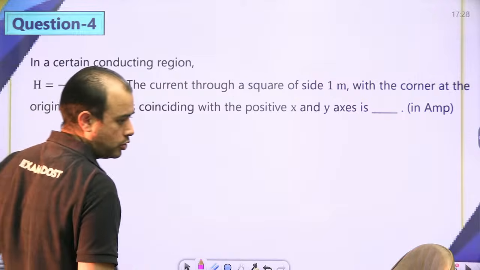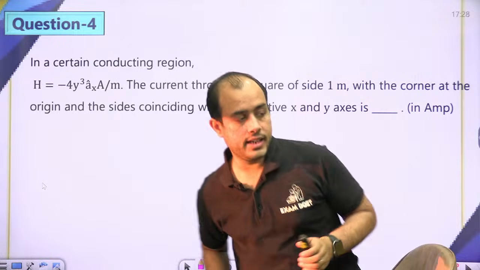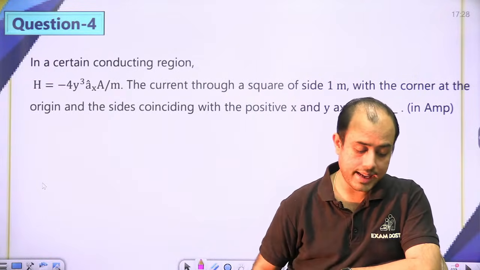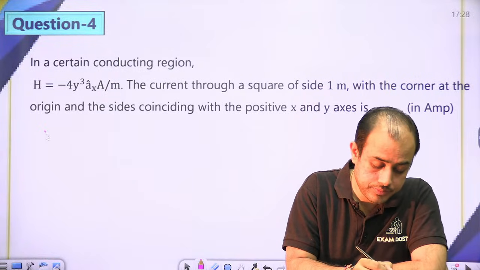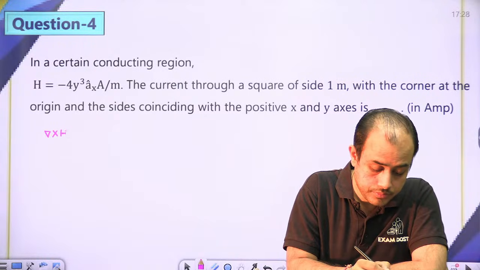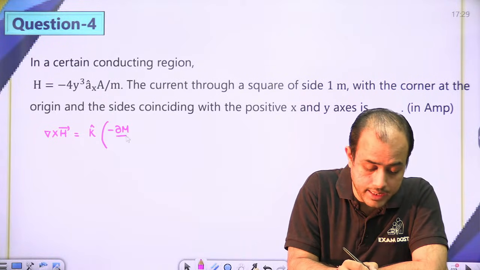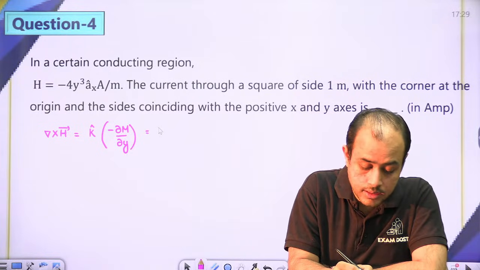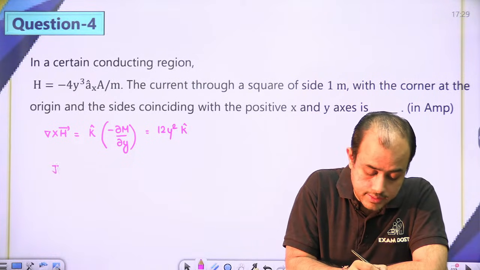क्या आ रहा है भाई? -4 एम्पियर। चलिए देखते हैं। तो what we can do is, beta, we can apply the Ampere's law. So I can find curl of H to find the current density. K cap minus del M by del y. है ना? I told you the shortcut, beta. So 12y square K cap. Now this is J vector.